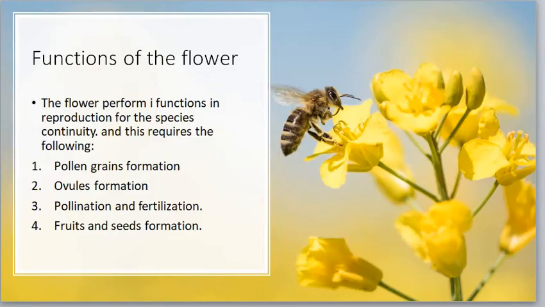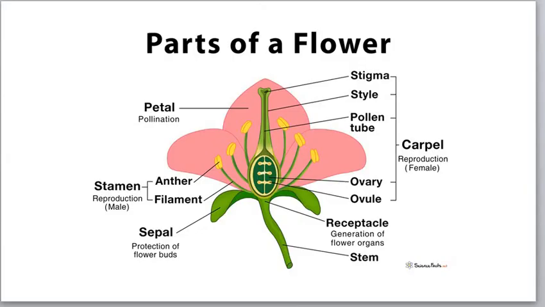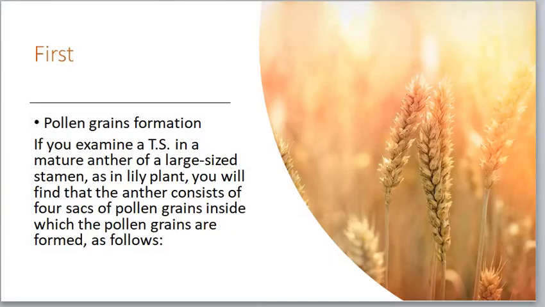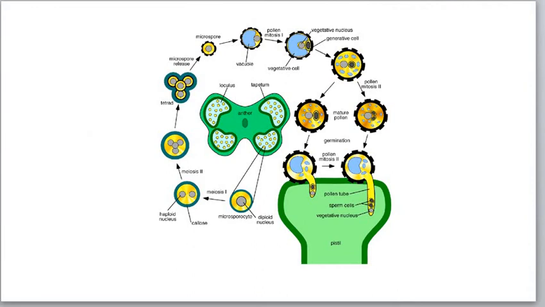What's the function of the flower? The flower forms pollen grains and ovules, and helps in pollination and fertilization. Also, it's used for making fruits and seeds. Here is the typical flower, as we said, and let's start with the first function of the flower, which is pollen grain formation. If we take a transverse section of the flower, we can see the process here.